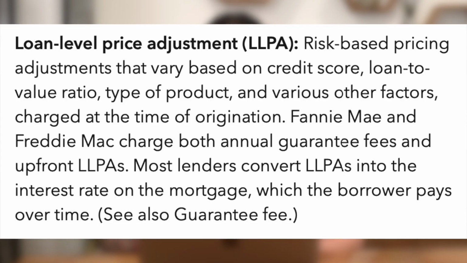The definition of an LLPA is risk-based pricing adjustments that vary based on credit score, loan to value, type of product, and various other factors charged at the time of origination. So by definition, it's all adjusting for risk. And so you would assume that at higher risk, you would have more adjustments. But what happened here is the government came in and made adjustments so that they're subsidizing from the low risk and giving it to the high risk.